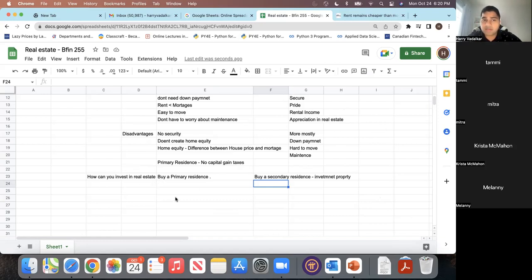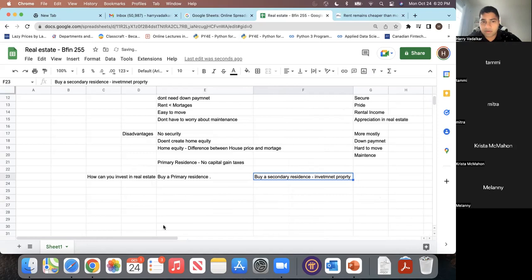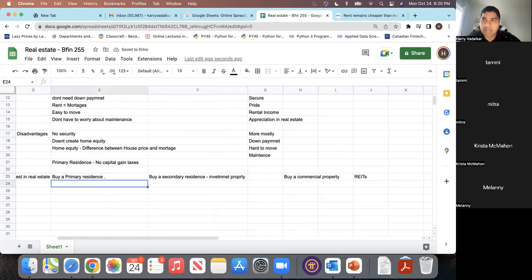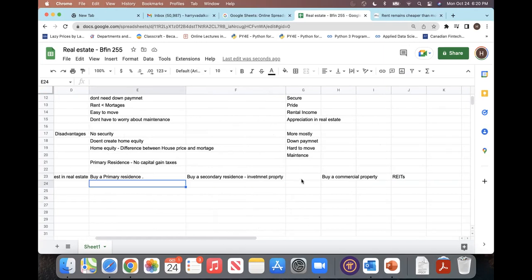So how can you invest in real estate? You can buy a primary residence, you can buy an investment property, you can buy a commercial property, or you can buy something called REITs, real estate investment trusts. And you can also buy land. So land will be the fifth type, but we'll not discuss land that much because it's quite complex. I will briefly give you one REIT that invests in land when we discuss REITs.